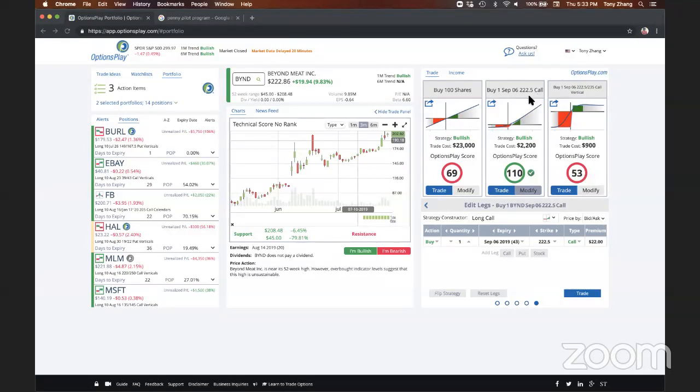But these September calls actually look pretty cheap. As you can see, the options play score is 110 here. But I don't know if that's because it just closed weird on this specific stock. I would look at where this opens up tomorrow.